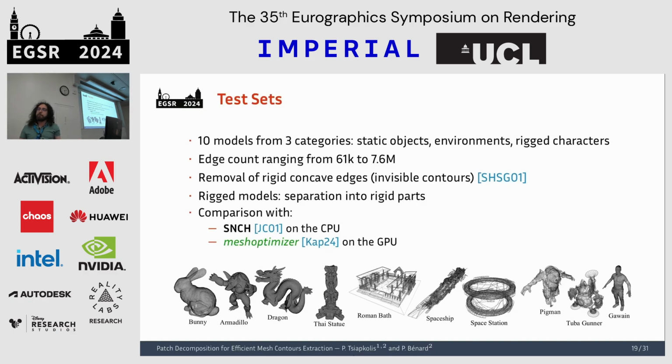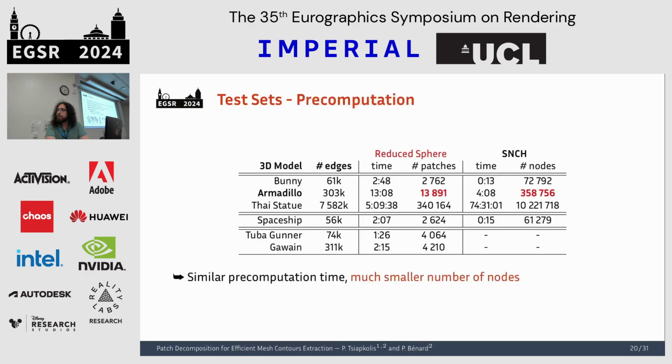We are comparing our method with SNCH because we took their own structure, and with Mesh Optimizer for the GPU version, because Mesh Optimizer does meshlets for the GPU, which is a close application, but as we will see, it isn't actually made for the problem. So we'll see the impact of that.